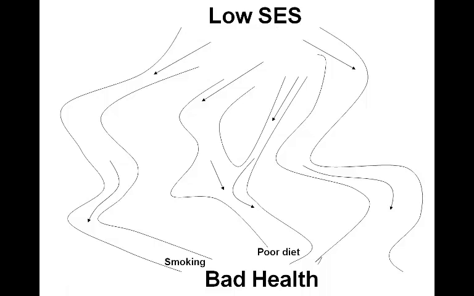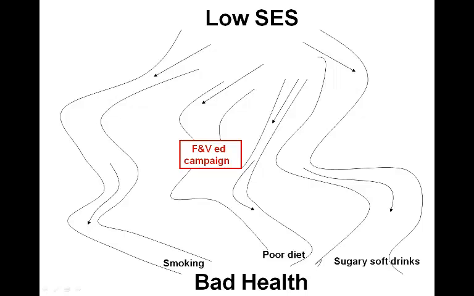Smoking might be one, poor diet might be another, and because it's been in the news relatively recently, sugary soft drinks. So if we decide as public health people that we want to intervene to improve health outcomes among people with low SES or to diminish the relationship between SES and health, we might decide to develop a fruits and vegetables education campaign.